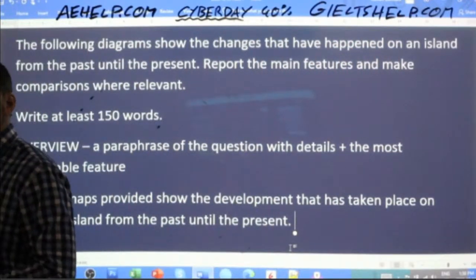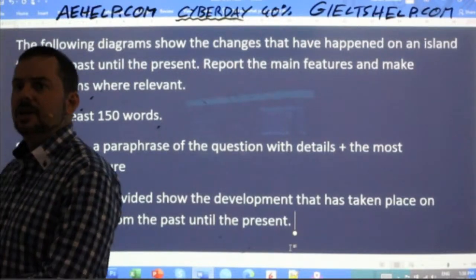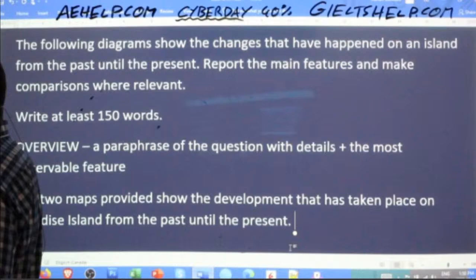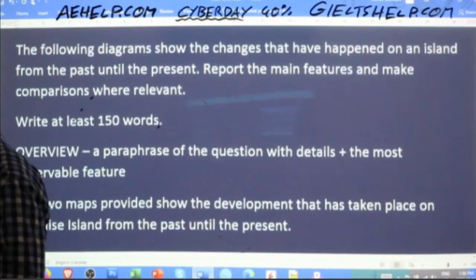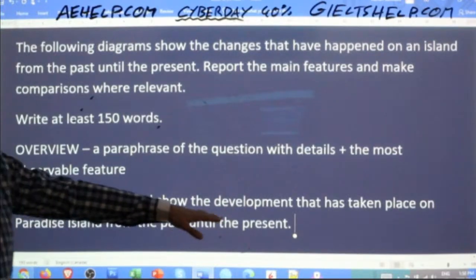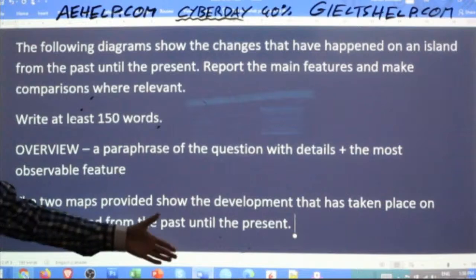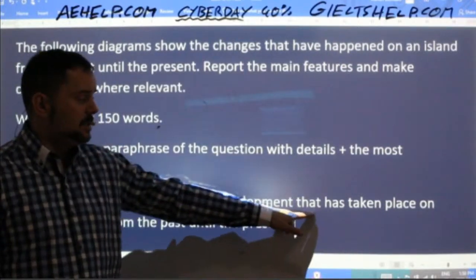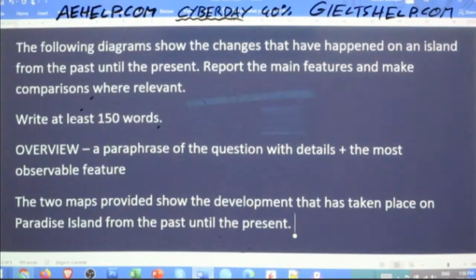Good job, everyone. Let's keep going here. David, Yaribasha, Rashika, I see your answers as well. They're looking good. I'm going to keep moving along here. So I kept mine pretty simple too. The two maps provided show the development that has taken place on Paradise Island from the past until the present. Okay, and I'm using present perfect, has taken place, to show that grammar right away.